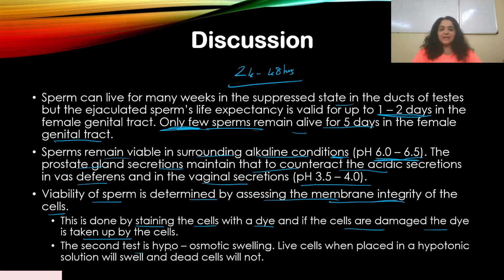The second test is hypoosmotic swelling. Live cells when placed in a hypotonic solution will swell and dead cells will not. So if a cell is alive and you place it in a hypotonic solution, it will swell up. This is osmosis, right? But if it's dead, nothing will happen. The cells will not swell up like they should. So these are the two ways by which semen analysis checks whether the sperm is viable or not.